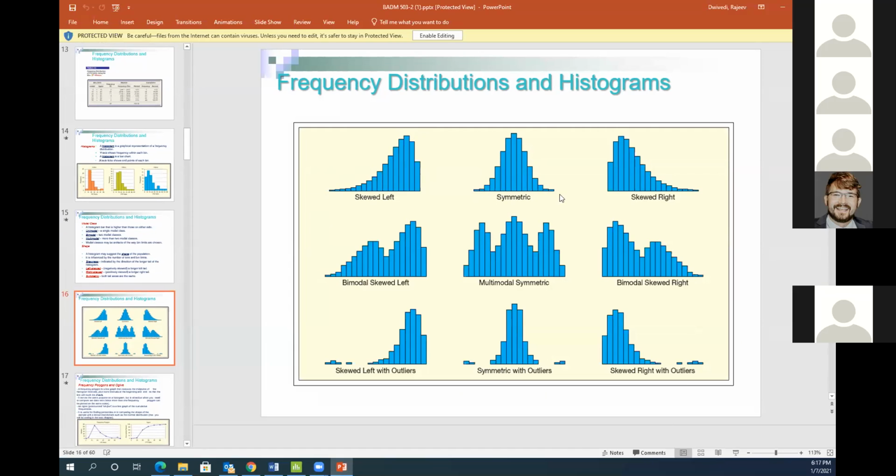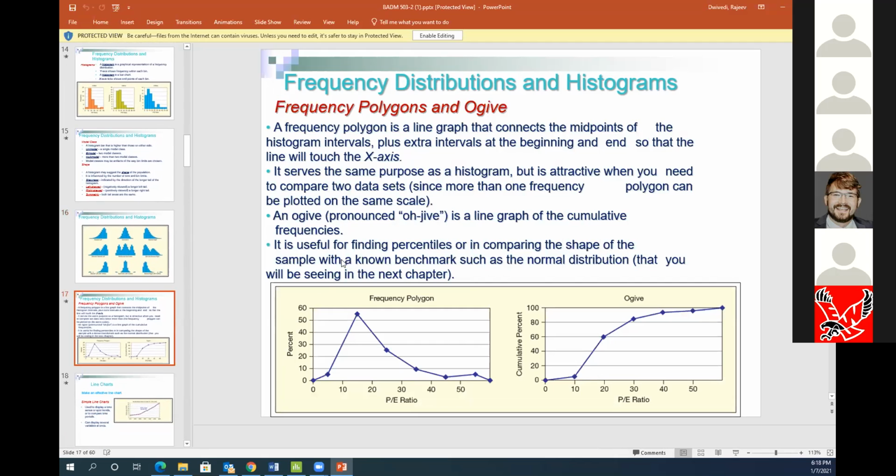Symmetric means both tails are symmetric. Skewed right means the tail is towards the right side. Similarly, bimodal has two modes, with a left tail or a right tail. Symmetric multimodal means both tails are symmetric and it has multiple modes. Similarly, you can say skewed left with outliers, which means it is left skewed, but there are outliers which are not connected. Skewed right with outliers is similar. So these are the possible shapes of distribution.